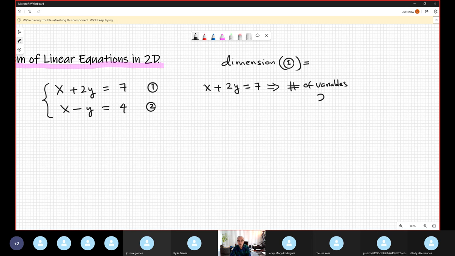minus the number of equations. Obviously it's two, no? We have two variables, x and y. Minus the number of equations, and obviously we have only one, no? This equation alone, separately, isolated. So two minus one is one. That means the dimension of equation one is one. Therefore, the geometric representation of this is a line, because the line is the geometric object that has dimension one.